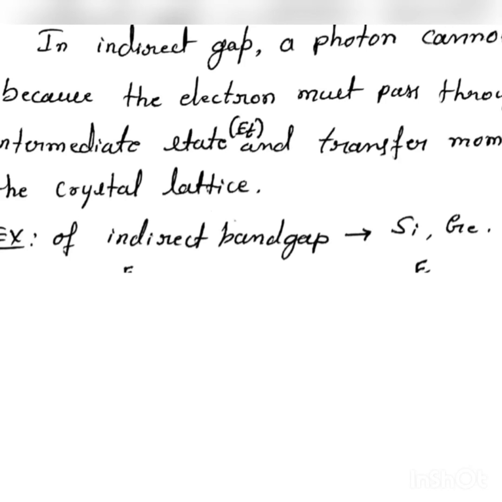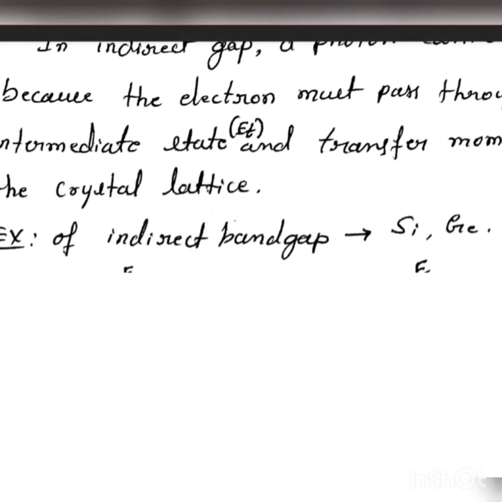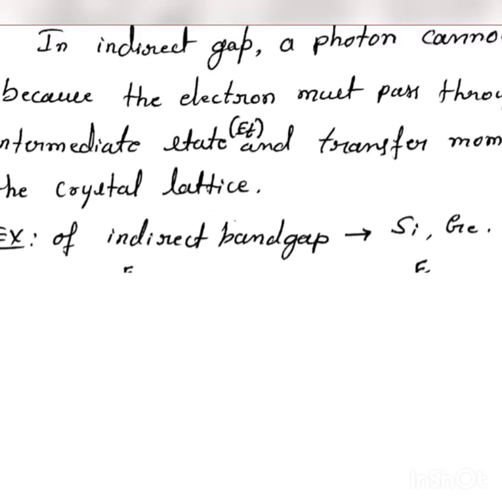In an indirect band gap semiconductor, a photon cannot be emitted because the electron must pass through an intermediate state ET and transfer momentum to the crystal lattice.